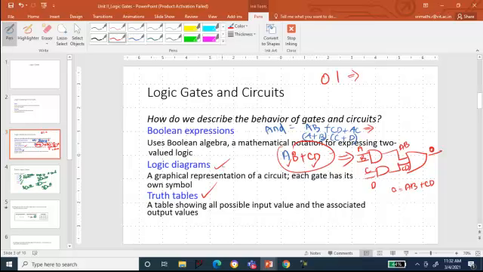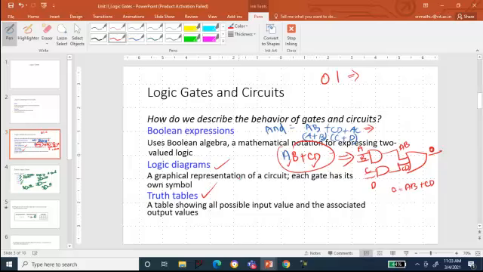And the next one is the truth table. A truth table shows, for the inputs that we are giving, what all the possible outputs are that the circuit will give. So the mapping of the input and the output for a particular circuit that we need to design or are interested in is said to be a truth table.